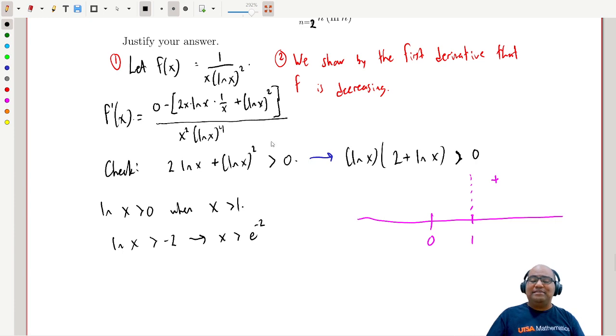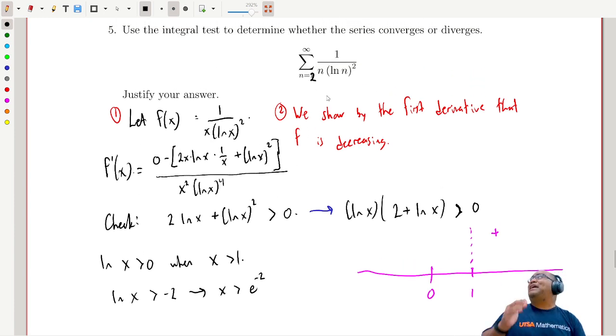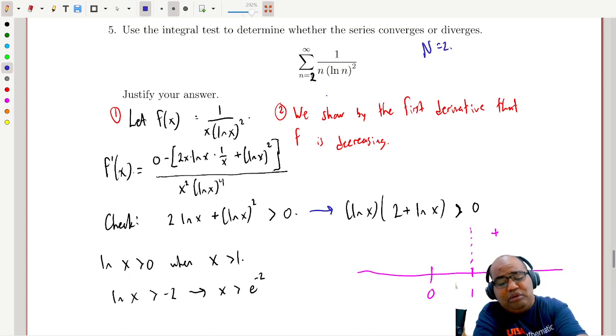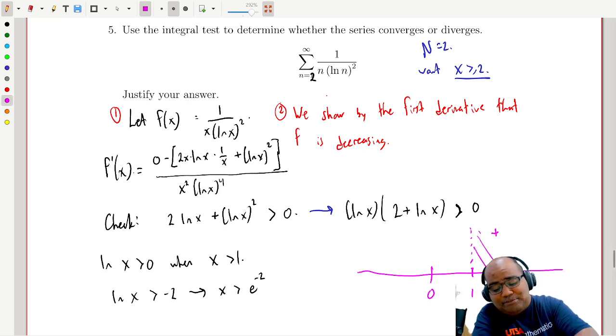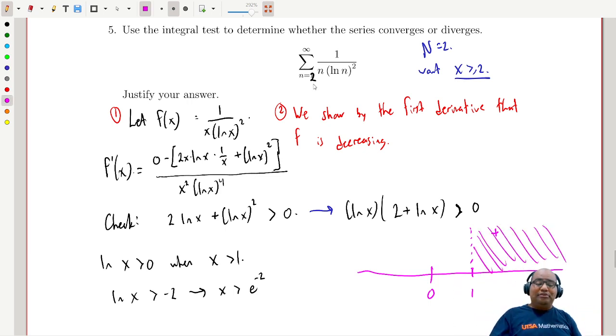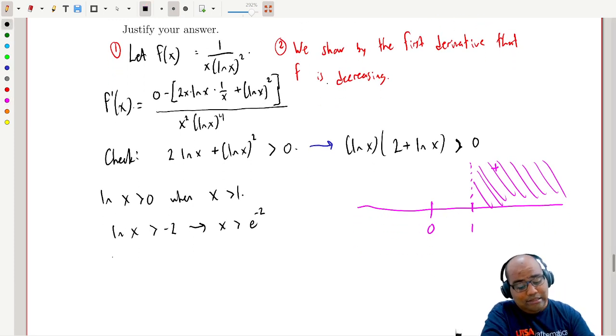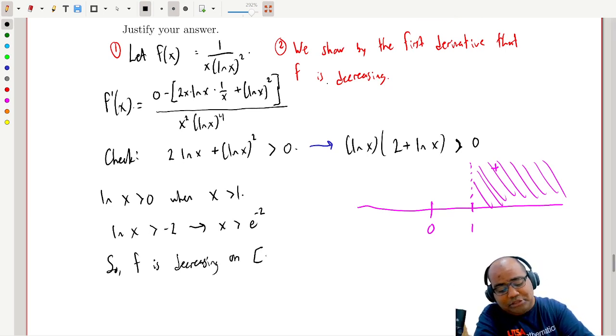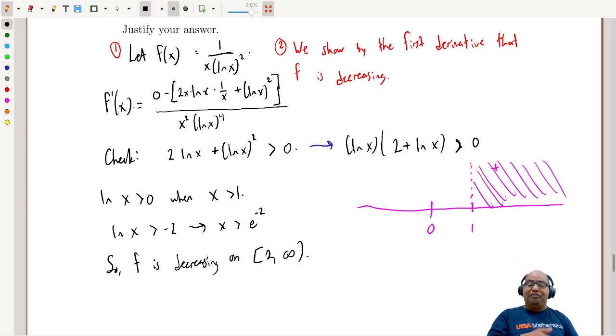But notice here that our sum is actually starting at 2, so we only care about any x's that are bigger than 2. So here our capital N is 2. We want x to be greater than or equal to 2. And in fact, we actually get that here. So we only care about this part here. So indeed, f is decreasing on this interval because the derivative is negative here.